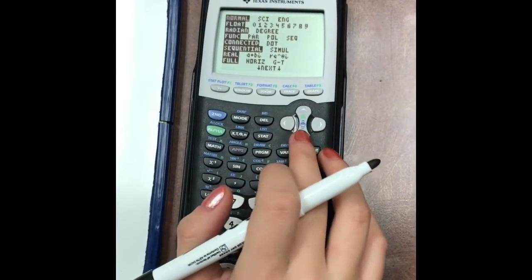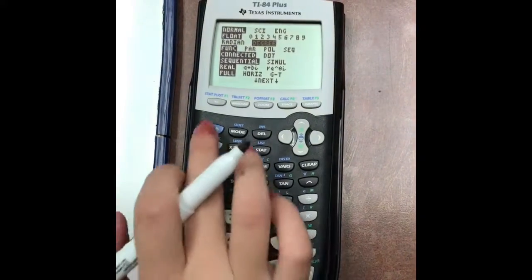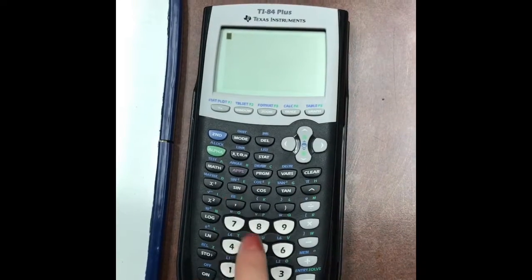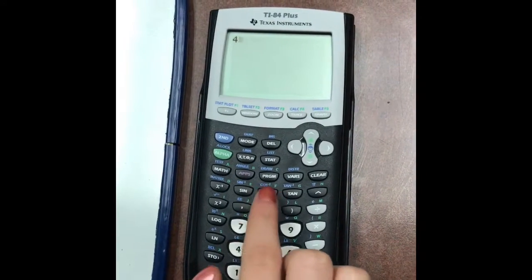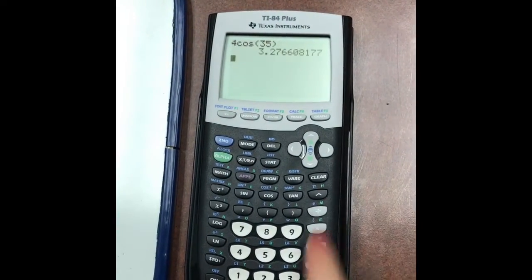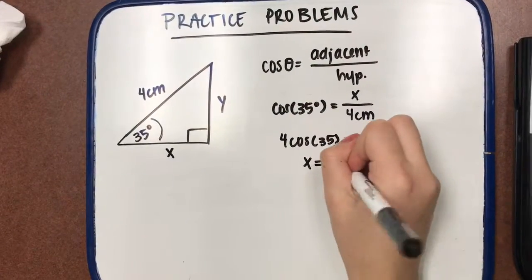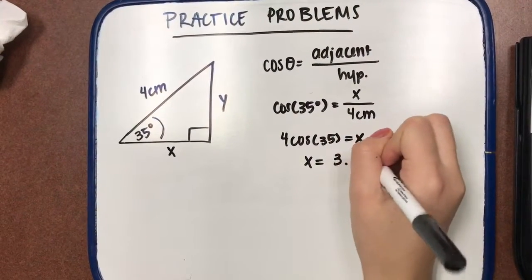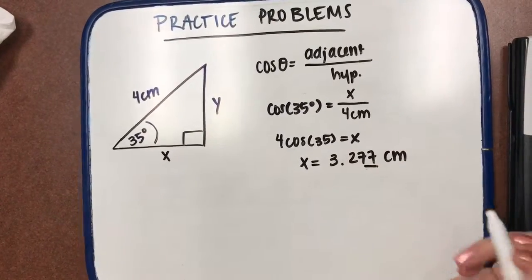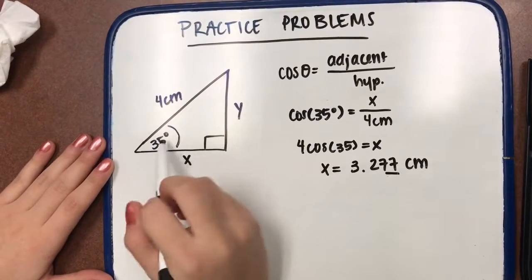Then we're going to move on to the calculator and make sure that it's in degree mode, because we'll get a different answer if it's in radian mode, and you don't want that. So I'm going to put 4 times cosine of 35, which is going to give you 3.277, because we're going to round to 3 decimal places. And we're going to put centimeters in for our units.